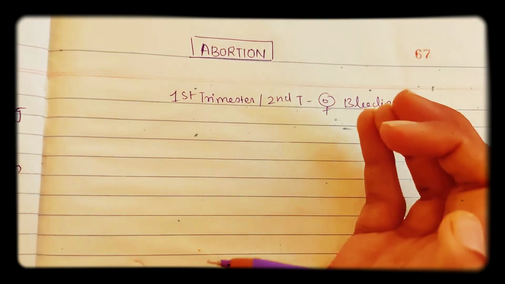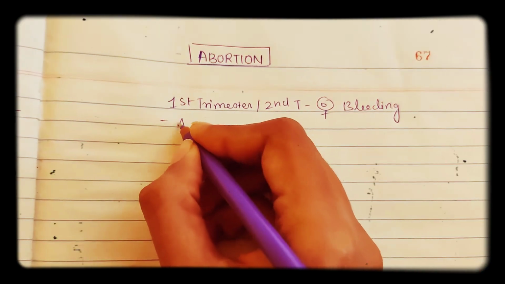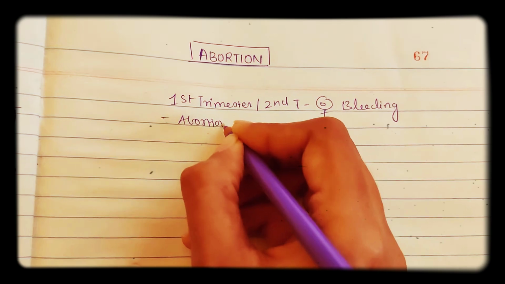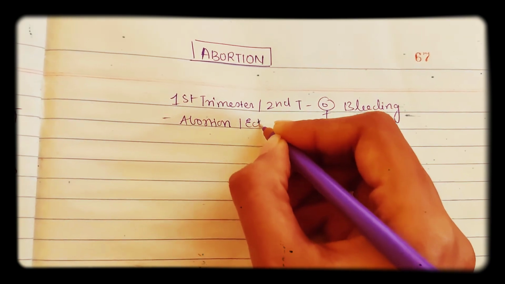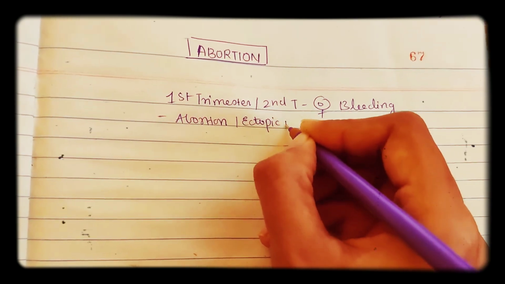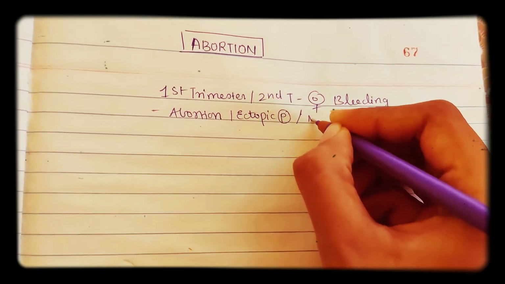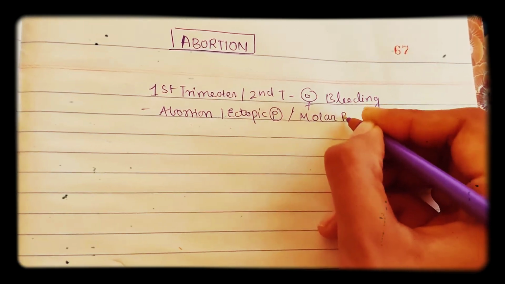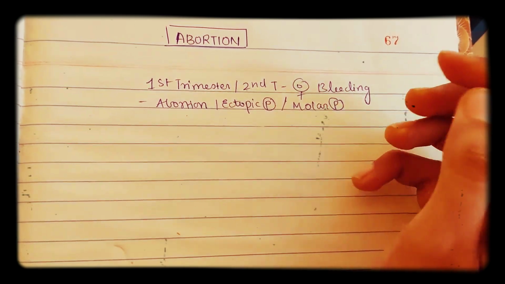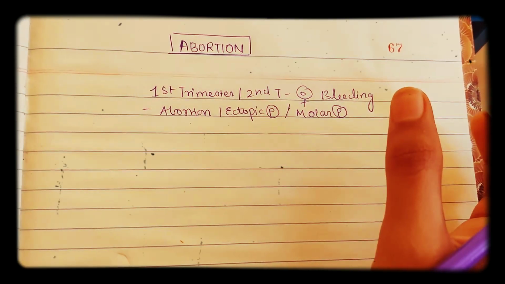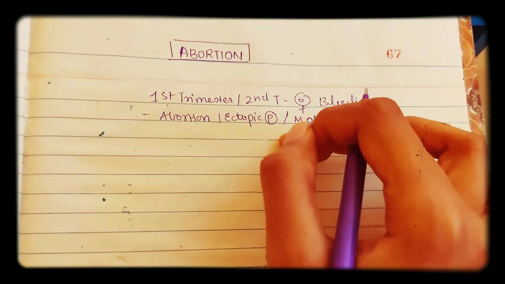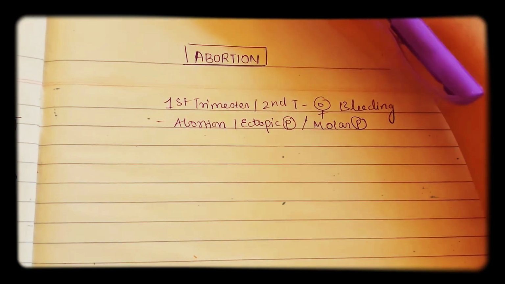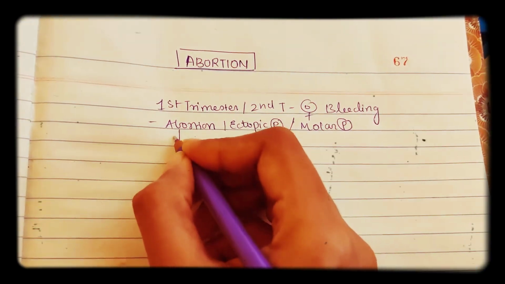or second trimester with bleeding, then the chances may be either abortion, or ectopic pregnancy, or molar pregnancy. So this is the thing which you need to observe. Okay, so a pregnant female in the first or second trimester with bleeding may have abortion, ectopic pregnancy, or molar pregnancy. So first, let us start with what is called abortion.